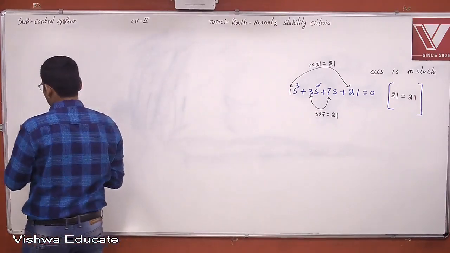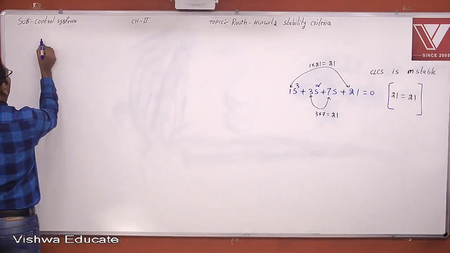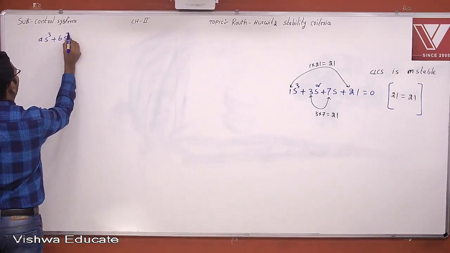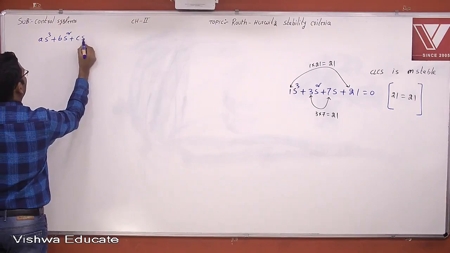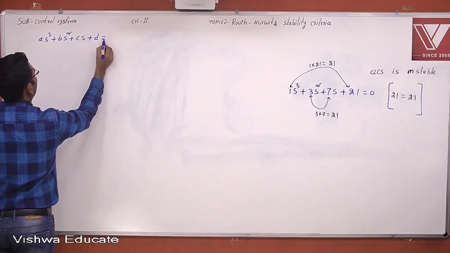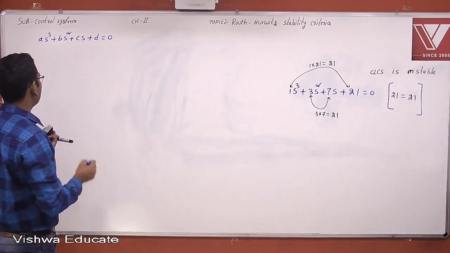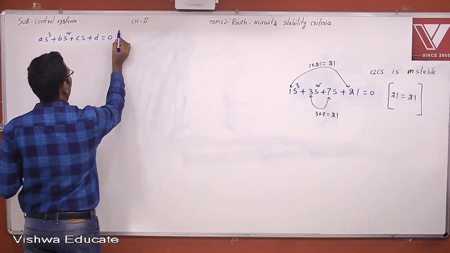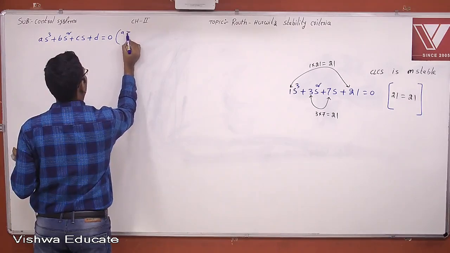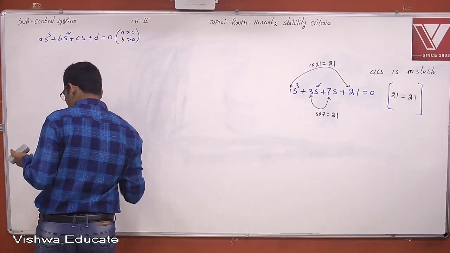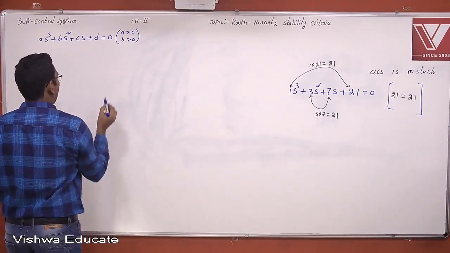Now see here, the characteristic equation is a s cube plus b s square plus c s plus d equal to 0. Here a is greater than 0 and b is greater than 0. This is the condition. Now you first find the tabular form.